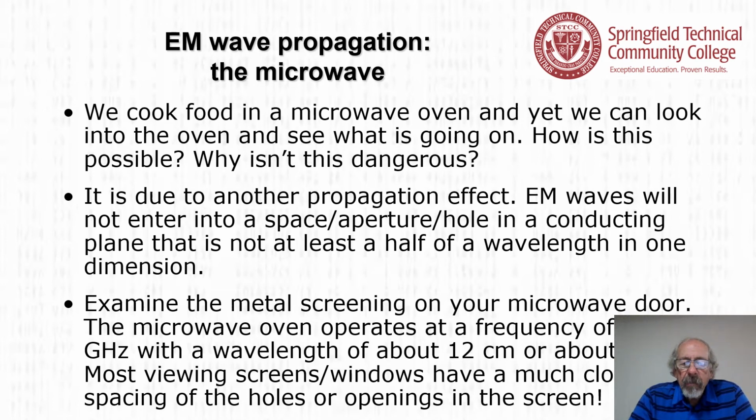Examine the metal screening on your microwave door. The microwave oven operates at a frequency of 2.45 gigahertz with a wavelength of about 12 centimeters or about 5 inches. Most viewing screens or windows have a much closer spacing of the holes or openings in the screen. Thus, the waves will not propagate through, and you're safe to look into a microwave oven as it's operational.